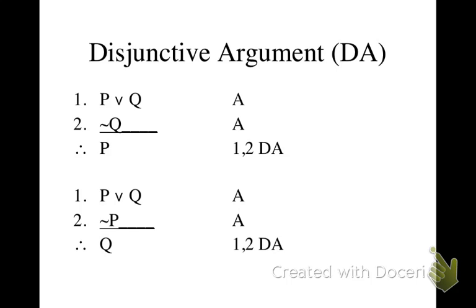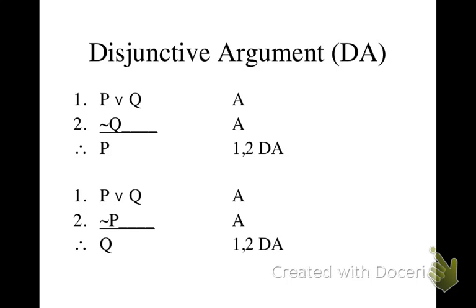And if you think about this, this makes sense. If you know that P or Q is true, and then you know that Q is actually false, well, from that you can conclude that P is true. Because one or the other of the disjuncts has to be true in order for the disjunction to be true. So if you know one of them's false, then you know the other one's true.